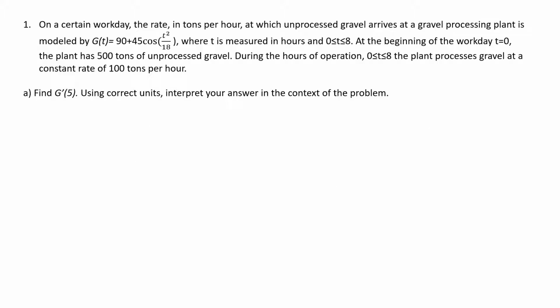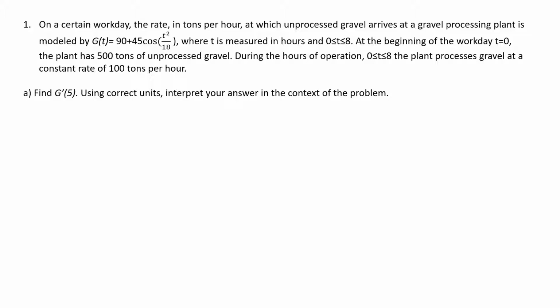This is free response question number 1 from the 2013 AP test, a rate in, rate out problem. Let's get started. On a certain workday, the rate in tons per hour at which unprocessed gravel arrives at a gravel processing plant is modeled by G of t equals 90 plus 45 cosine of t squared over 18, where t is measured in hours and 0 ≤ t ≤ 8. At the beginning of the workday, t equals 0, the plant has 500 tons of unprocessed gravel. During the hours of operation, 0 < t < 8, the plant processes gravel at a constant rate of 100 tons per hour.